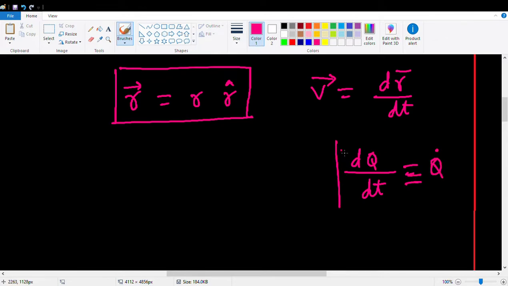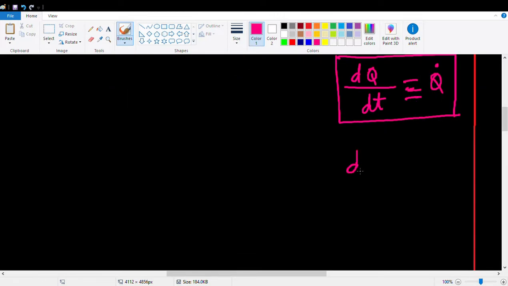If you see anything with a dot over it, it is nothing but a time derivative, one single time derivative. And if I am writing the second derivative with respect to time, I will put two dots here.